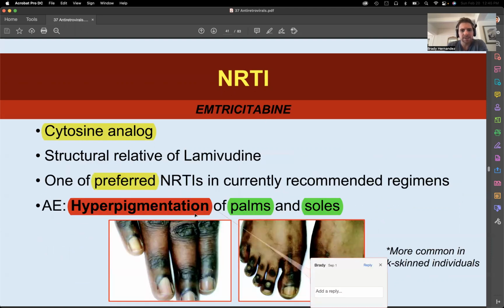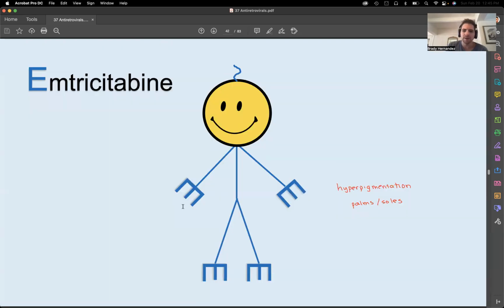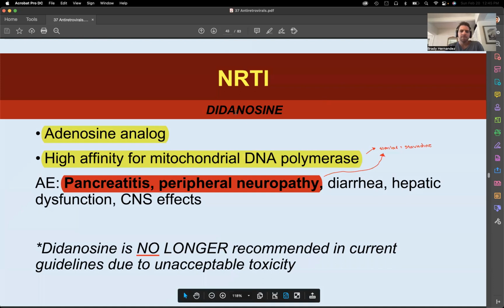lamivudine resistance as well. Emtricitabine, I guess is how you say it. Very unique characteristic. I would make sure you know that, hyperpigmentation of palms and soles. Okay, so it is one of the preferred treatments. Because of that and because it has one of these unique characteristics, I would commit that to memory. And then you go, here's the hands and feet. Hyperpigmentation, palms and soles. Okay, good question.